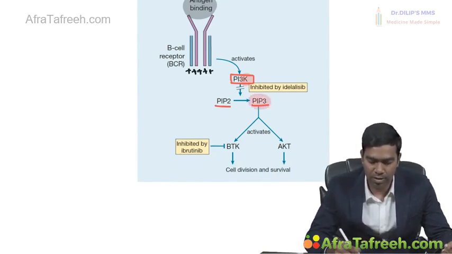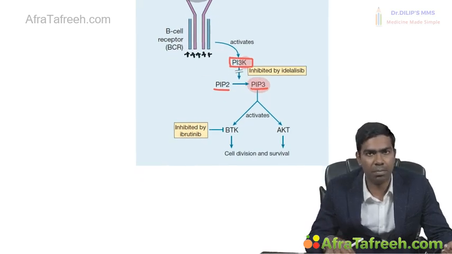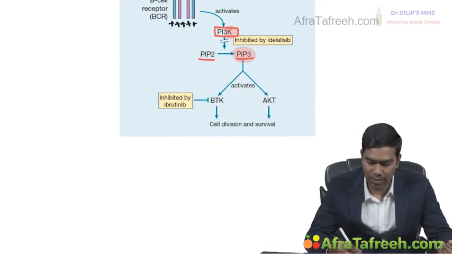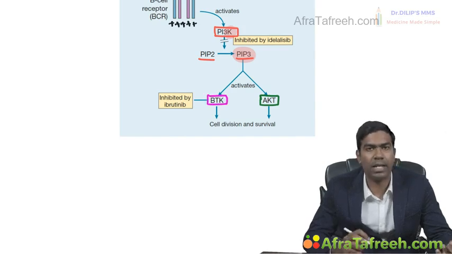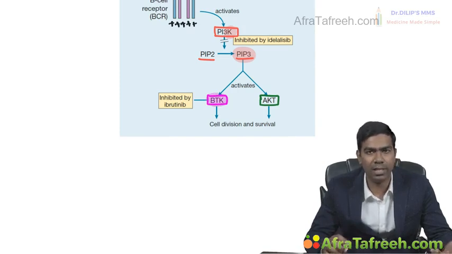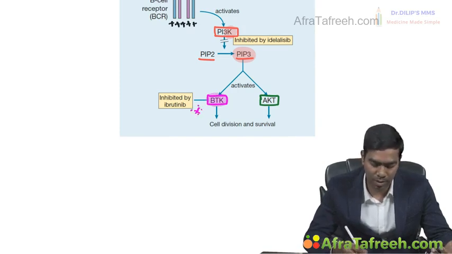And this phosphatidylinositol triphosphate, PIP3, has multiple downstream signaling pathways. For example, it's going to activate your AKT pathway, and it's also going to activate your BTK pathway. BTK is nothing but Bruton's tyrosine kinase. This is most of the time exclusively seen in B cells only. That's why it's a very, very important pathway for B cells. This Bruton's tyrosine kinase is important for B cell survival, proliferation, and activation.